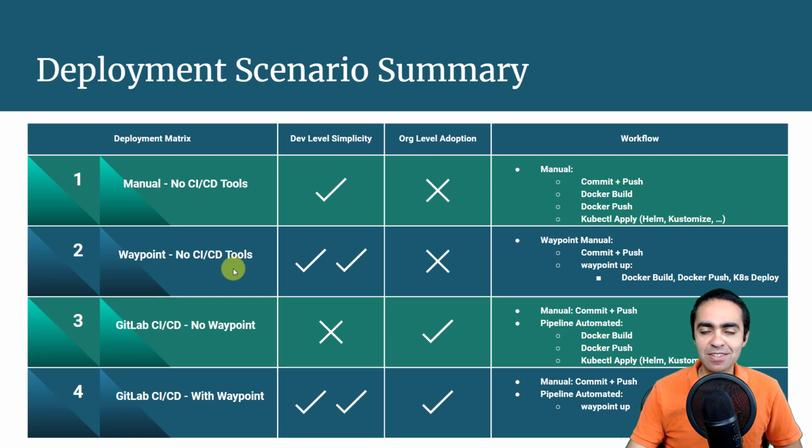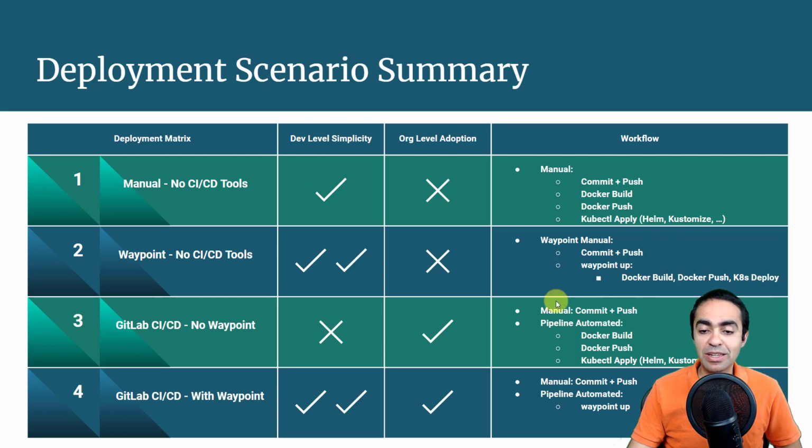Then the second deployment scenario is Waypoint with no CI/CD tools. The simplicity from a dev perspective is a lot easier. All you need to do is commit, push, and then run Waypoint up. But again, from an org level adoption, it's still harder to scale at this level. So the workflow, to summarize again: commit, push, Waypoint up. That will take care of the build, the push, and the Kubernetes deploy for you.